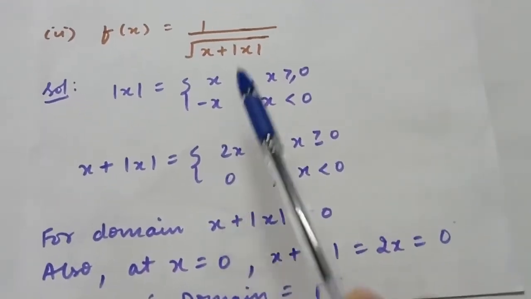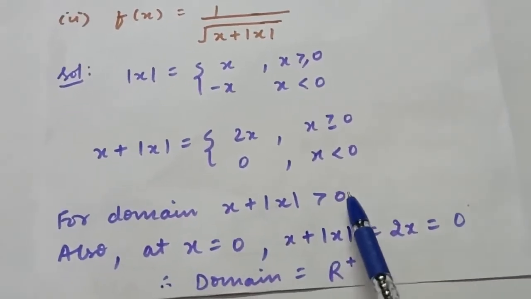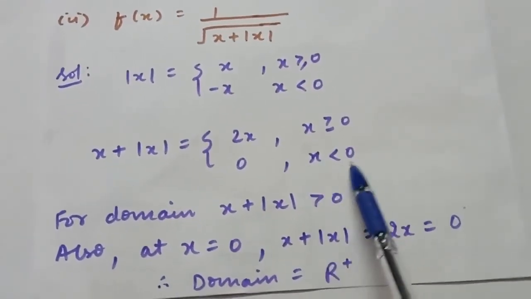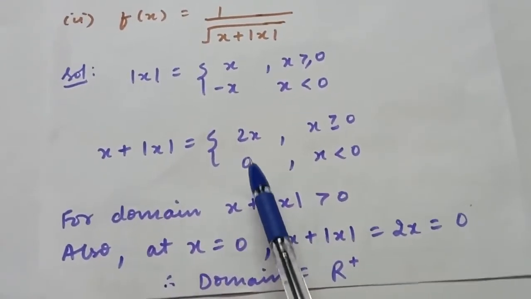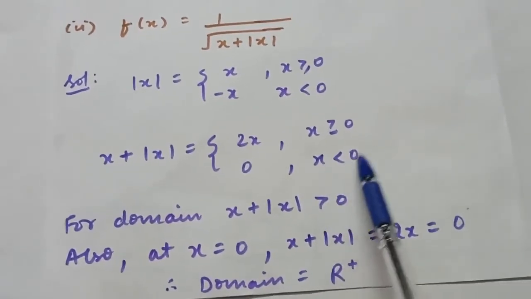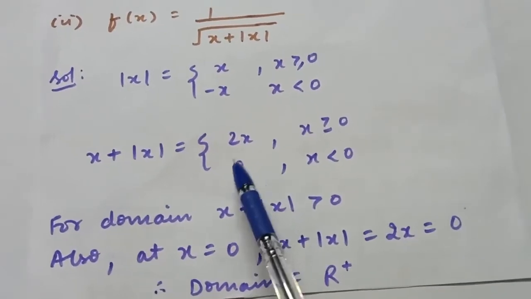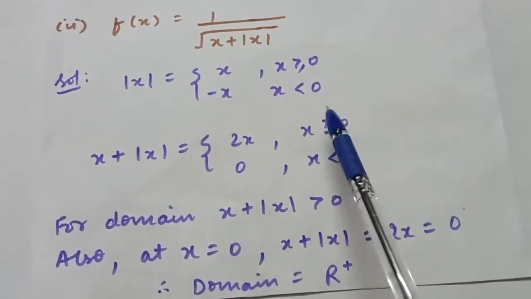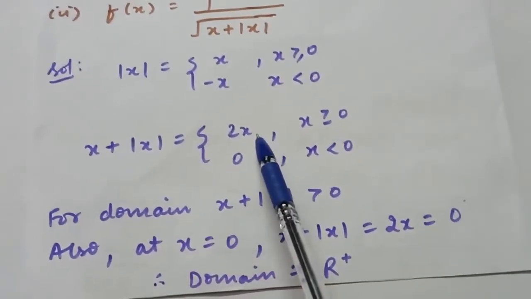Now for domain we want this to be greater than 0. Now see, at x less than 0, this value is 0, but we want this value greater than 0. So x less than 0 cannot be in the domain, right? Now at x greater than or equal to 0, this value is equal to 2x.